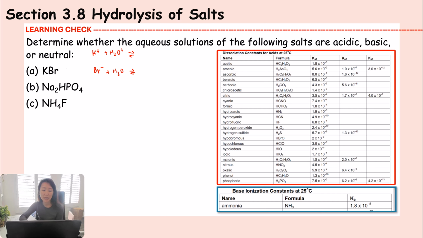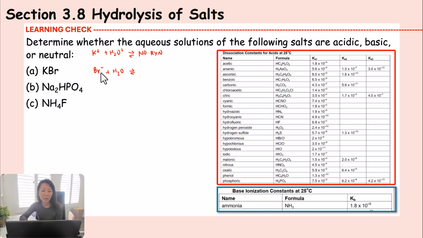For potassium, having this K, there's no hydrogen to donate. So obviously it's not going to be an acid. So will it be a base? Meaning, will it accept the hydrogen? Not quite, because the hydrogen is H plus. They're not going to want that. So there will be no reaction.